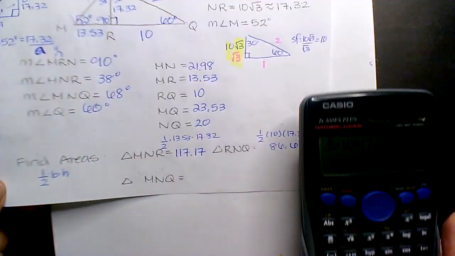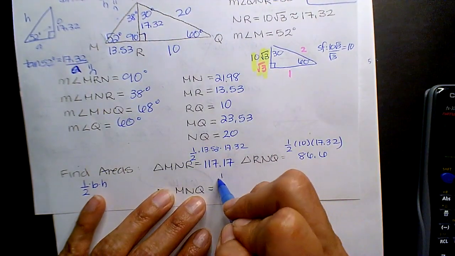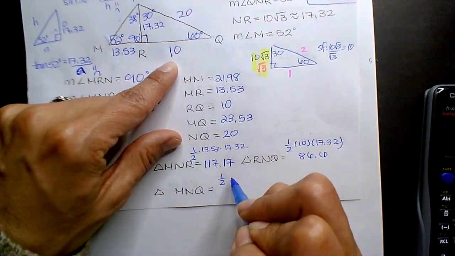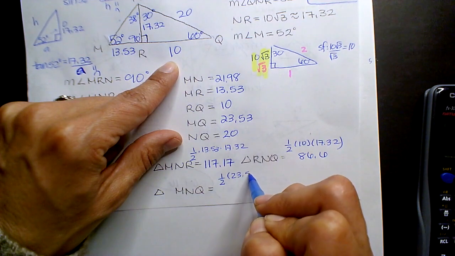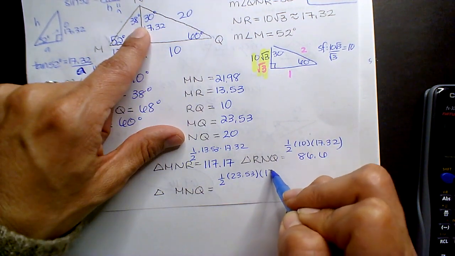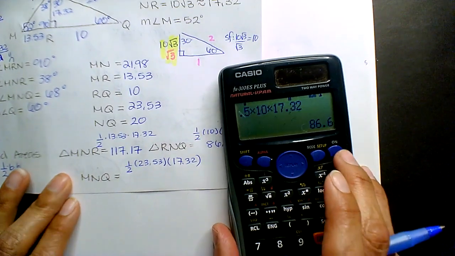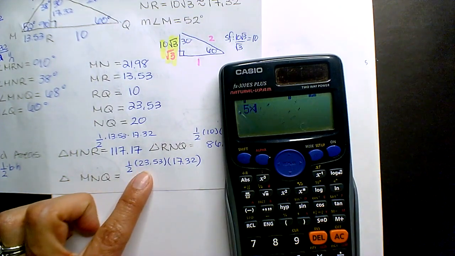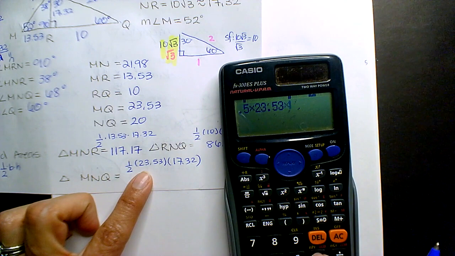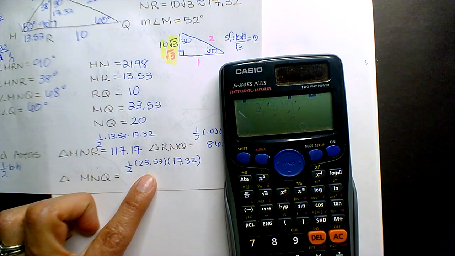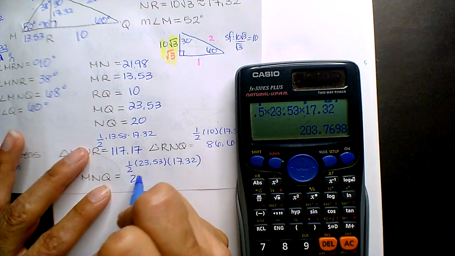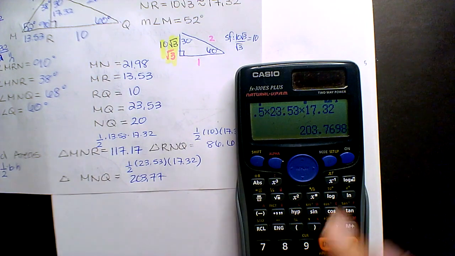And then MNQ, the big one. So one half base times height, and there you go. Yay!